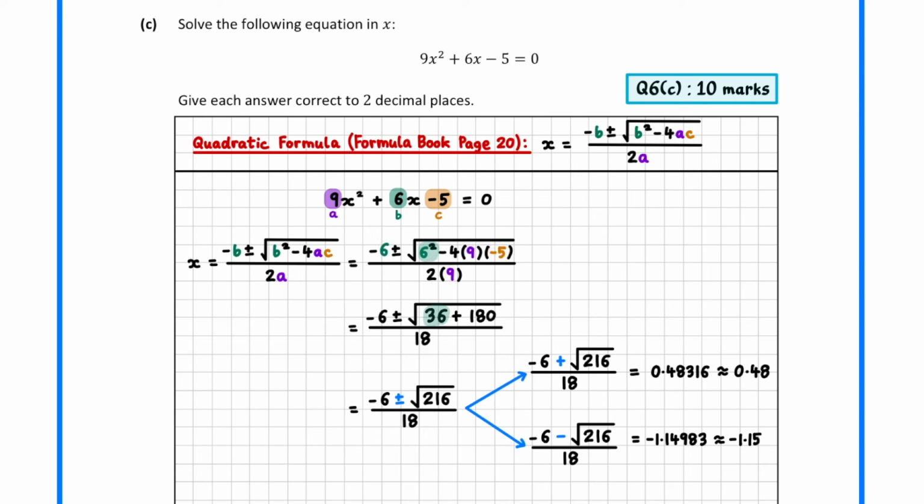6 squared is 36, minus 4 times 9 times minus 5 is plus 180, and 2 times 9 is 18. Adding the numbers under the root gives us 216, and to deal with the plus minus symbol, we split into 2 cases. In the first, we replace it with a plus, and in the second, we replace it with a minus. From here, it's a matter of doing some calculator work and then rounding.